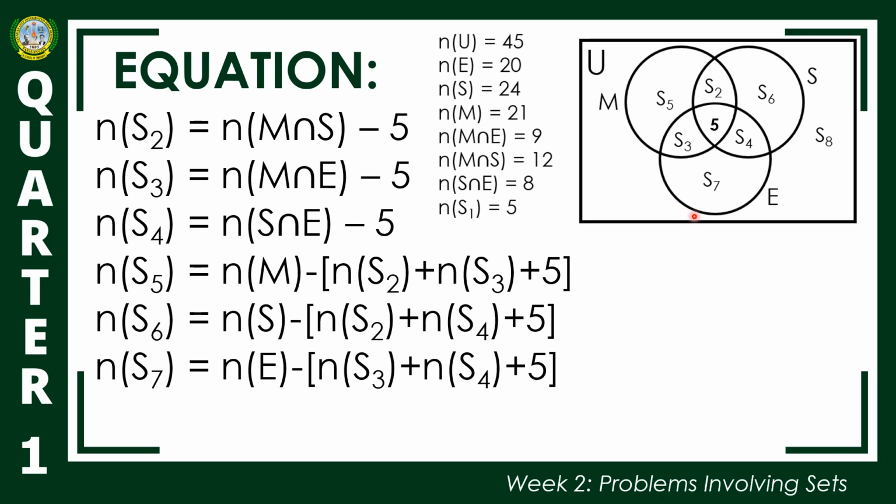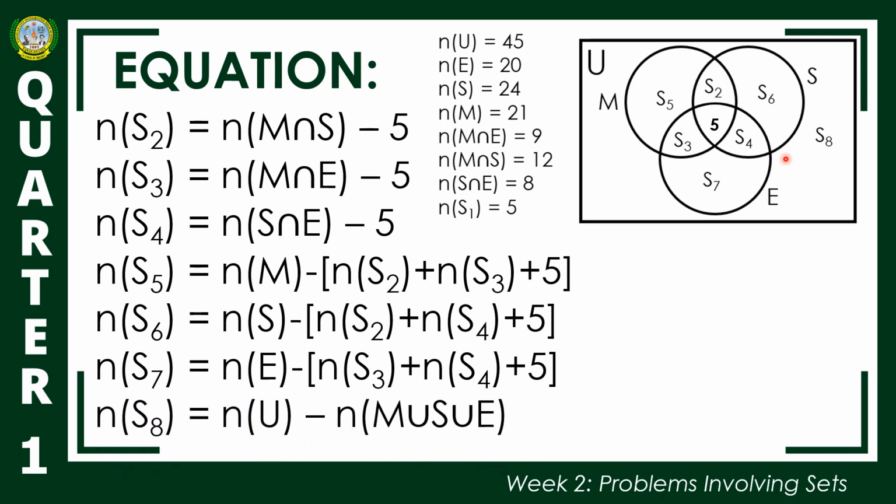So, dahil kumpleto na po yung 7 set, ang sunod po natin or ang last natin kukunin is yung S sub 8. So, para po makuha po natin ang number of elements in S sub 8, we have to add all the elements in the union of M, S, and E. And then after that, isusubtract po natin siya dun sa number of elements in the universal set. So, para malaman po natin kung ilan nga ba yung nasa labas ng tatlong circles.